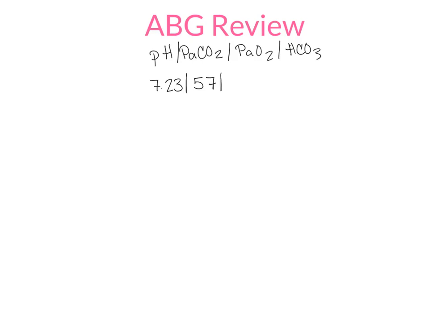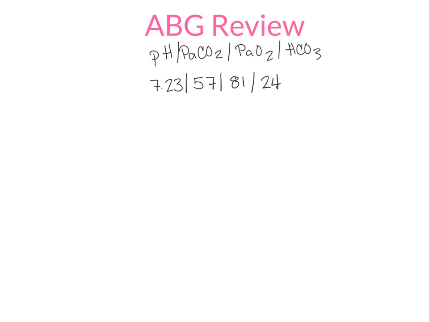Let's talk about interpreting the ABGs. When you see them, you're going to see pH, and then you're going to have your PaCO2, and then your PaO2, and your bicarb. So let's practice one and we'll go through step by step. Let's say our pH is 7.23, our CO2 is 57, our oxygen is 81, and our bicarb is 24.